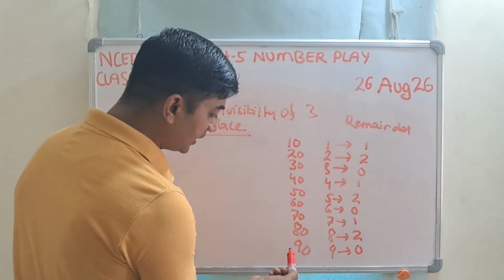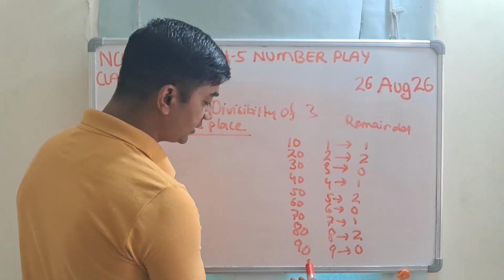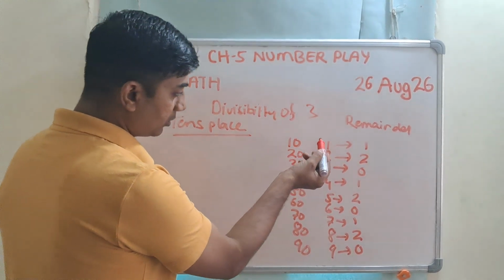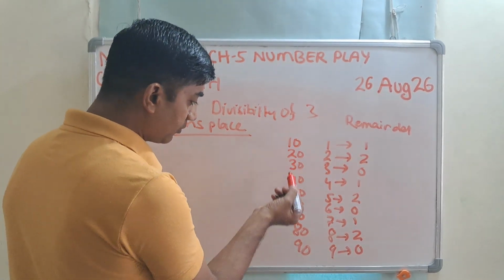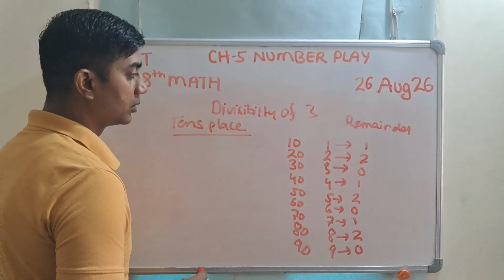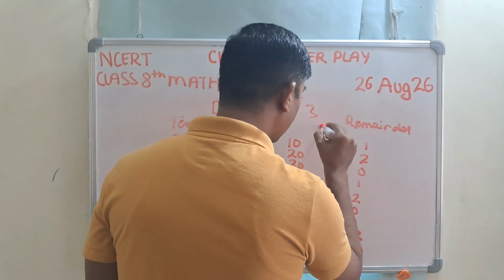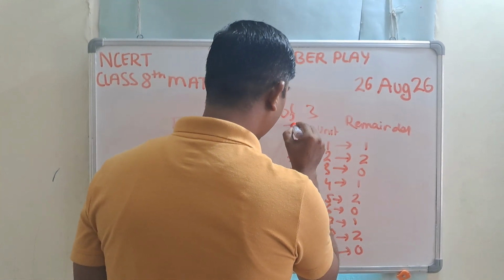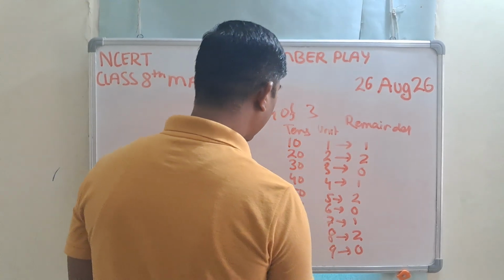And so on. You can see the pattern is the same, whether that number is at unit place or whether that number is at tens place. Understood? This is unit place, this is tens. Now we will see the 100.